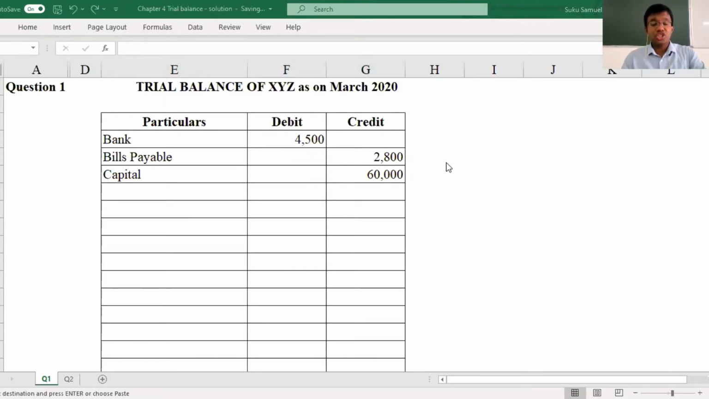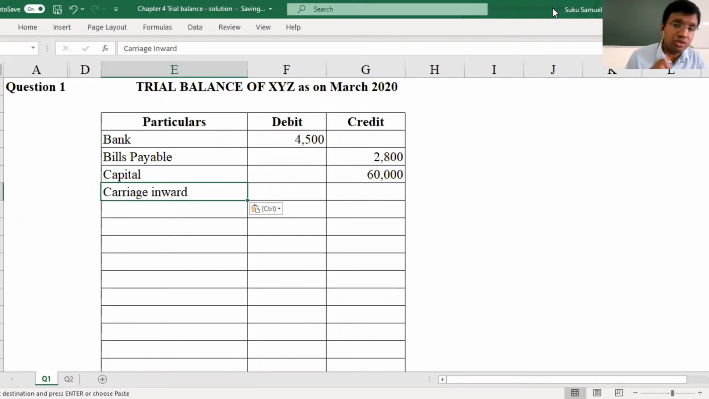Next is carriage inward. Some of you may have a doubt: what is meant by carriage inward? Carriage refers to transportation cost. Here we are talking about carriage inward, which means it is coming inside, so this is the transportation cost of your raw material. So carriage inward is an expense, and any expense will fall on the debit side.